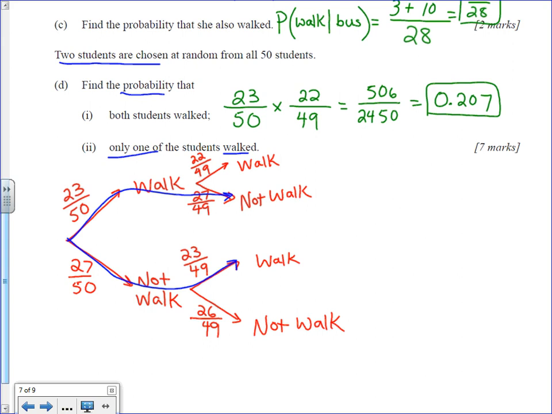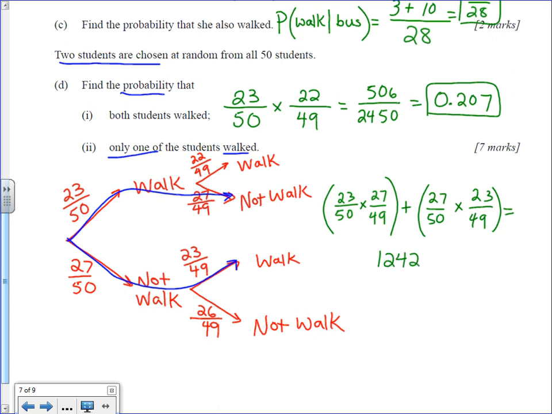So the problem is going to look like 23 over 50 times 27 over 49 plus 27 over 50 times 23 over 49. Let me double check my answer key, make sure that my answer is coming out right. Looks like it will. This is going to come out to, as a fraction, 1242 over 2450, and if you turn it into a decimal, 0.507, the probability.